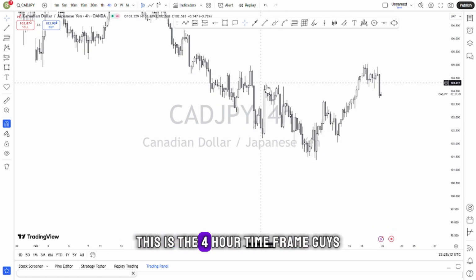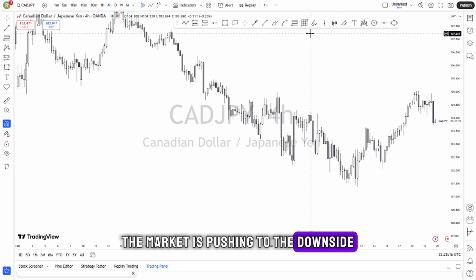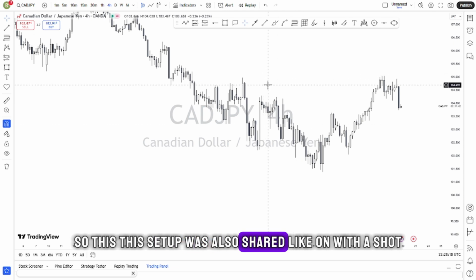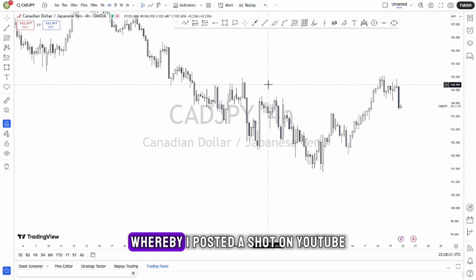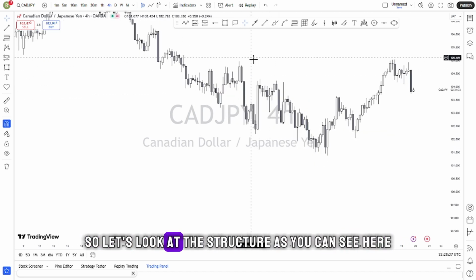As you can see here, this is the 4 hour time frame, guys, and as you can clearly notice, the market is pushing to the downside. This setup was also shared as a short, whereby I posted a short on YouTube, and I think on TikTok also, but it's okay. So let's look at the structure.